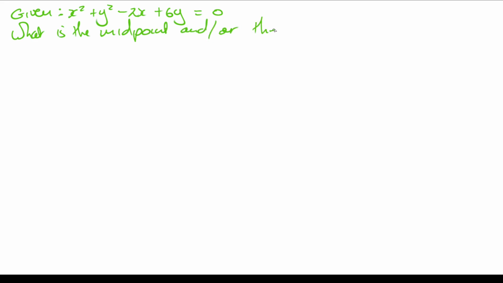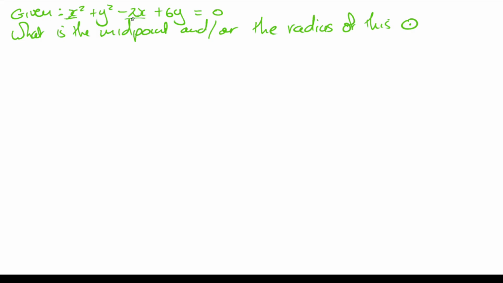x squared plus y squared minus 2x plus 6y equals 0. They're going to ask you what is the midpoint and/or the radius of this circle. That's a circle, shorthand for circle. All right, so here's what you do.